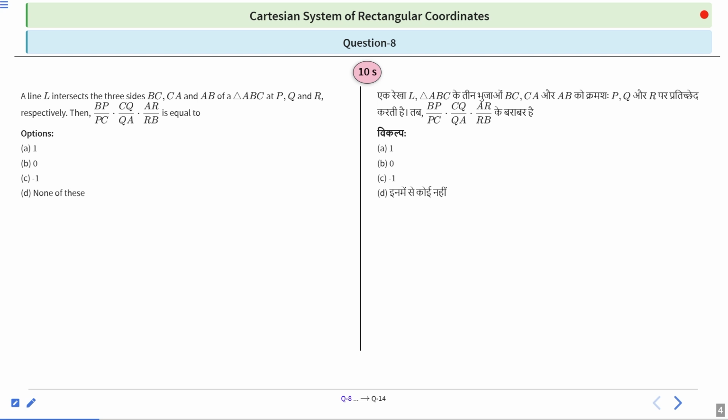So what we will do, the hint of this question is first we will draw a triangle ABC and we will draw a line which basically intersects BC, CA and AB at P, Q and R, right? Clear? And after using the properties of triangle and coordinates, we can easily find the ratio PB upon PC into CQ upon QA into AR upon RB, right? Clear? So in this way, you can try to approach this question. You have 10 seconds to solve or think about this question. After 10 seconds, we will discuss the solution, right?